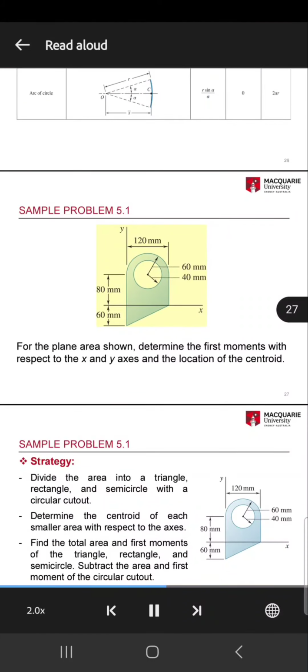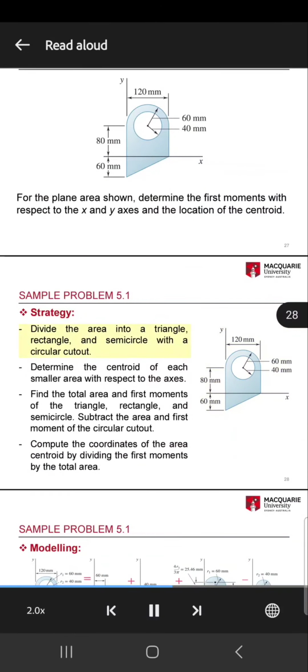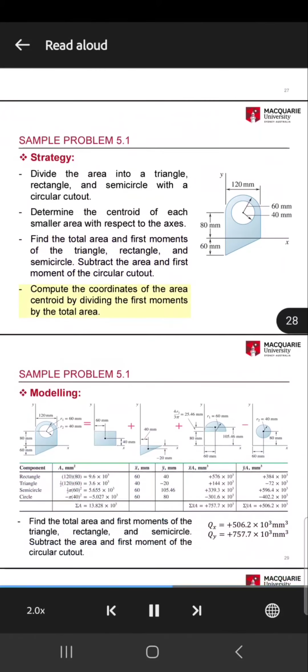For the plane area shown, determine the first moment with respect to the x and y axes and the location of the centroid. The x-axis is the dividing line between the triangle and rectangle. The y-axis is the left side of the rectangle. Strategy: divide the area into a triangle, rectangle, and semicircle with a circle cut out. Determine the centroid of each small area with respect to the axes. Find the total area and first moment of the triangle, rectangle, and semicircle. Subtract the area and first moment of the circle cut out. Compute the coordinates of the area centroid by dividing the first moment by the total area.